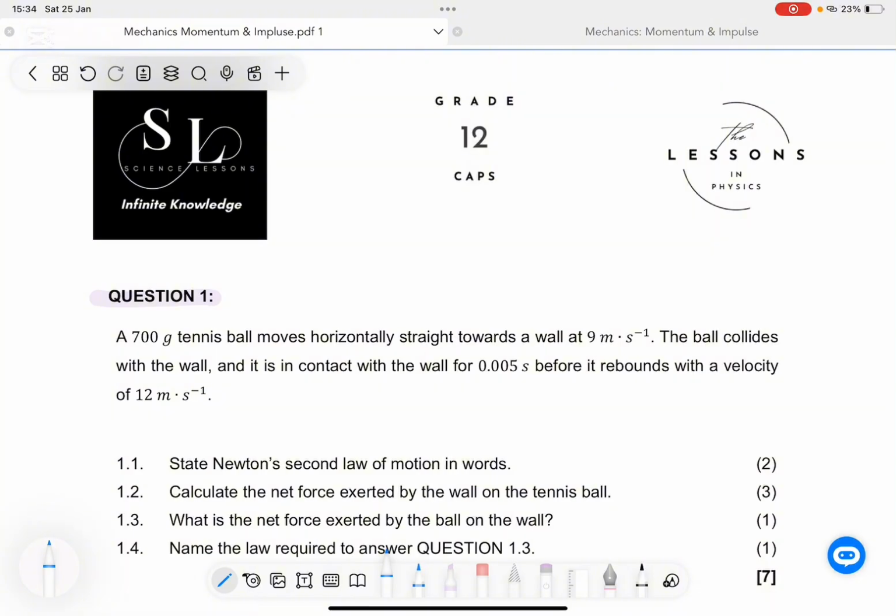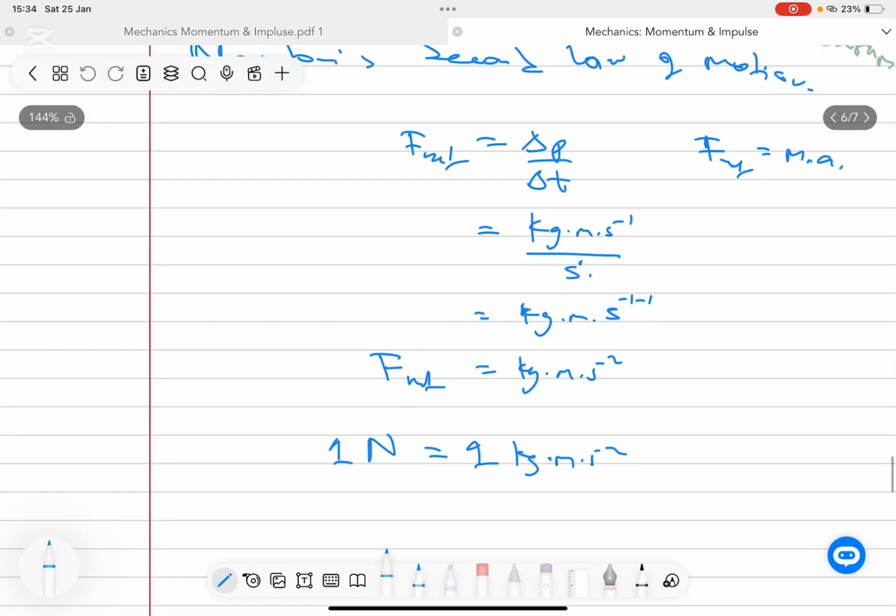A 700-gram tennis ball moves horizontally straight towards a wall at 9 meters per second. The ball collides with the wall and it is in contact with the wall for 0.005 seconds before it rebounds with a velocity of 12 meters per second.